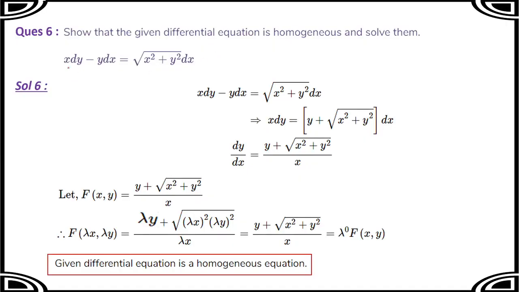Question number 6, x dy minus y dx. First of all, write it in this format, dy by dx is equal to something. Then we have to check whether it is homogeneous or not. We will replace x with lambda x, y with lambda y. Y square, here we have plus, y square is common inside the root only, then it will come out of the root, lambda will come out, then overall lambda is common and cancels. So we are left with this thing, and yes, this is the original function with lambda raised to the power 0.